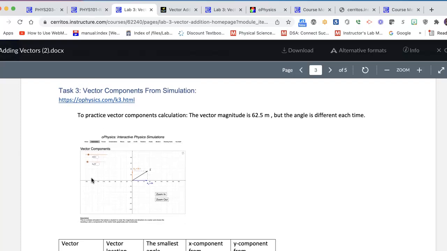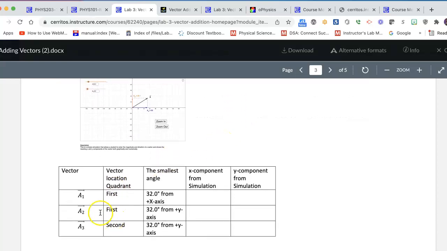Now there is another simulation that we are going to use, and this is, I will say, very straightforward here. You're going to use a vector that has a magnitude 62.5. And every time you are going to use a different angle, and just using the simulation, you're going to have your vector A1. It's in the first quadrant and it is 32 degrees from the positive x-axis. From the simulation, you look at what is the x component and what is the y component.